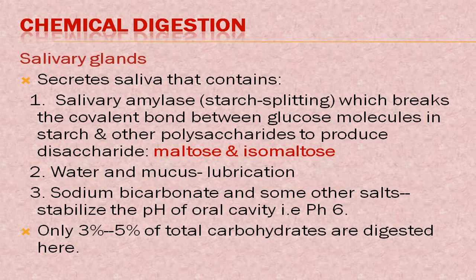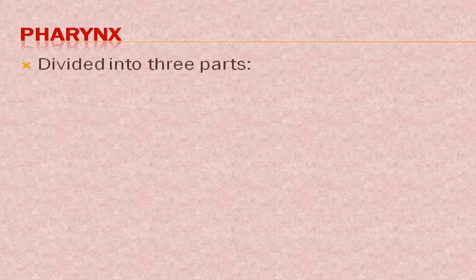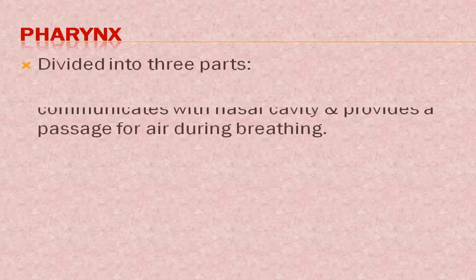Only 3 to 5% of total carbohydrates are digested in the oral cavity. The remaining digestion takes place in the small intestine, or it is completed in the small intestine. Now the pharynx: the oral cavity leads into the pharynx. The pharynx is divided into three parts.